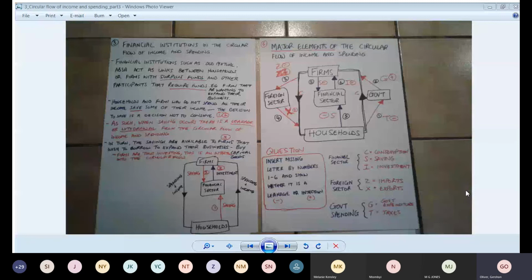So essentially, what happens is all of our taxes is government revenue. Essentially, us as households, we pay tax. Businesses pay tax.